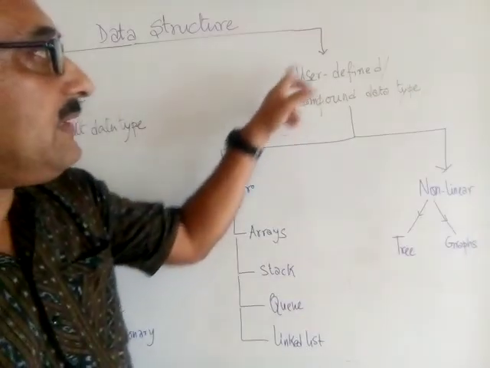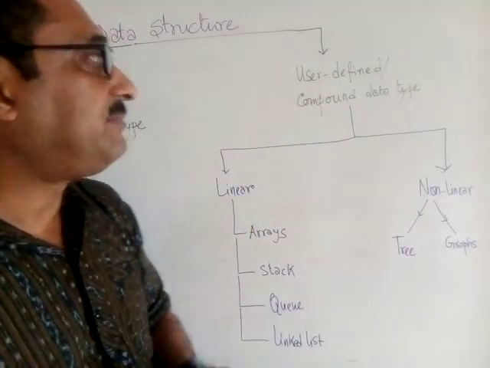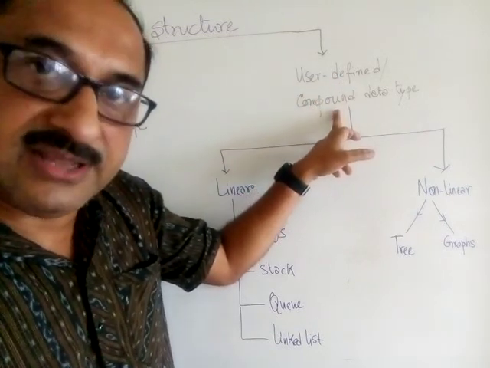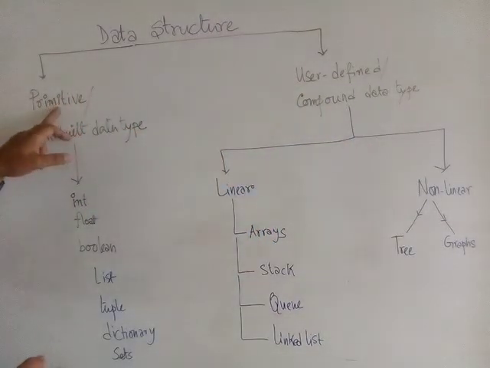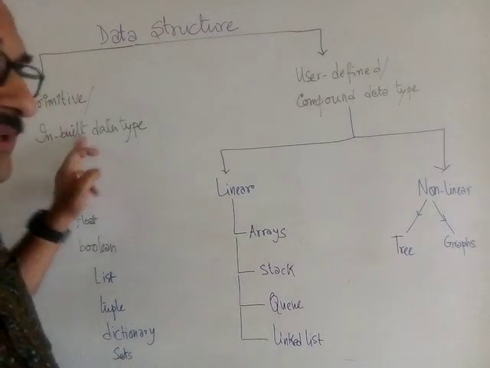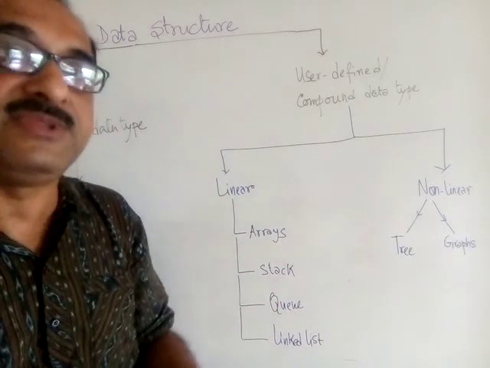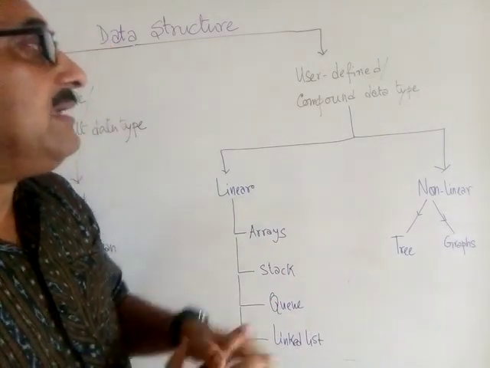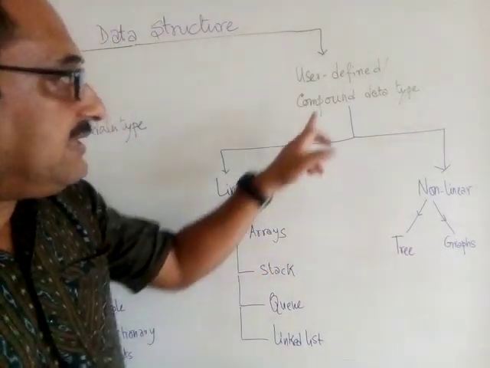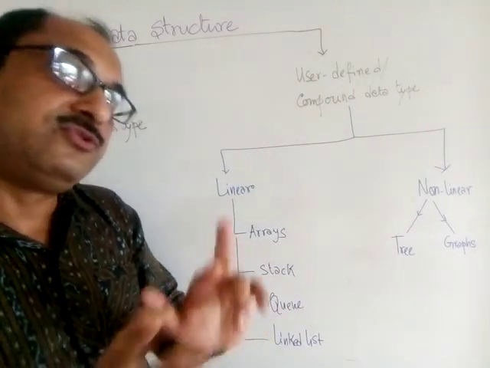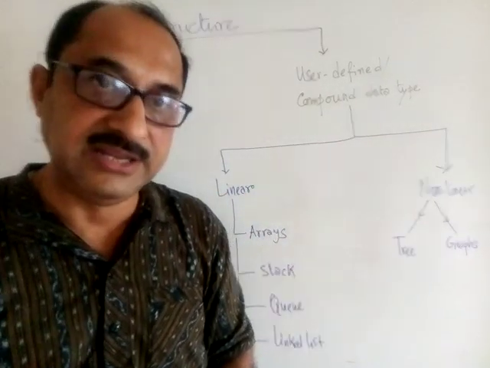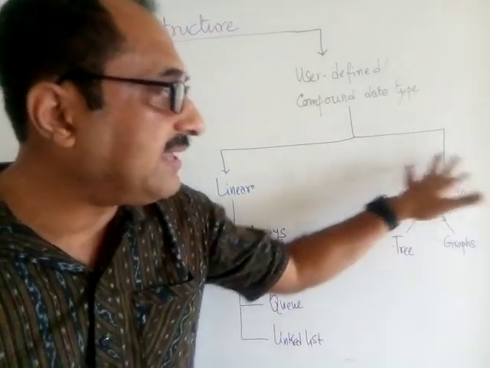Okay. Now it is called either user defined data type or some people call it compound data type. Similarly here also you can call it primitive data type or you can call it inbuilt data type. Inbuilt data type means that it is already there with the Java interpreter. And these are called user defined or compound. Now in this you will find two subcategories. One is called linear, another is called non-linear. This non-linear part is not there in your syllabus much.